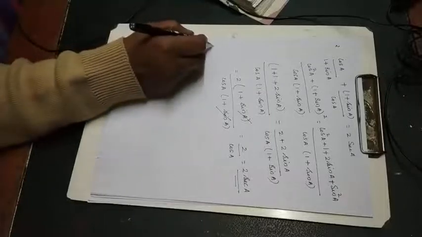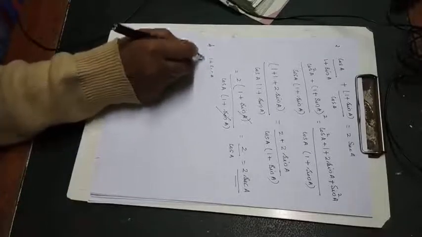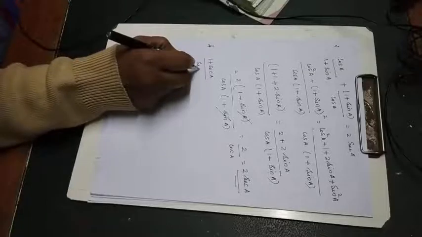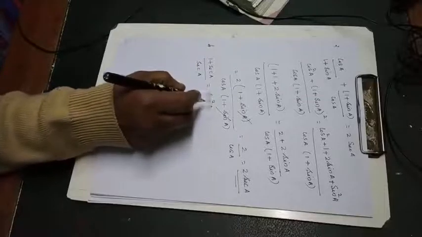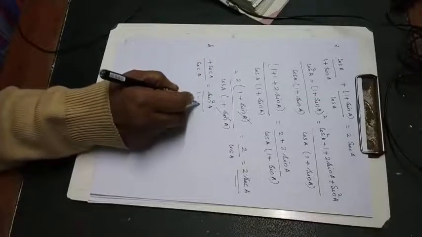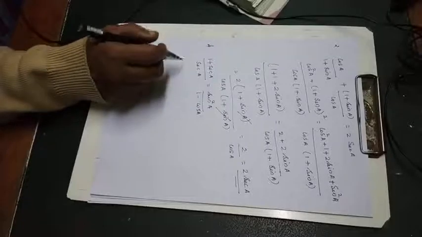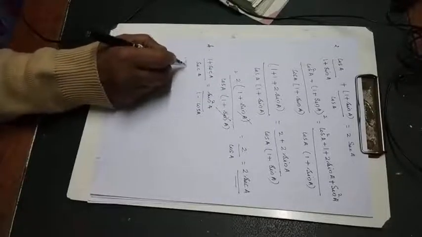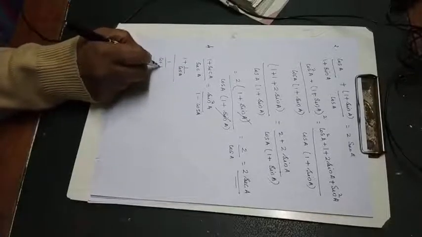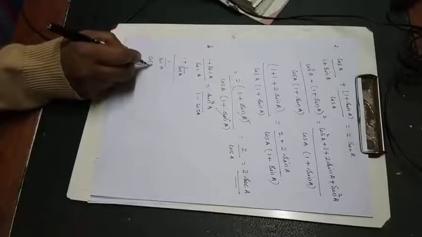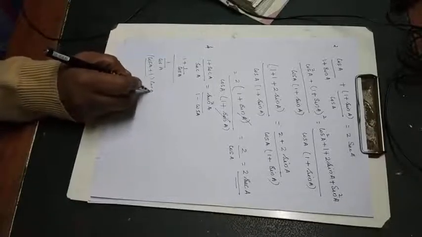So fourth one, 1 plus sec A by sec A equal to sin square A by 1 minus cos A. So first this side we will take 1 plus sec A by sec A. So 1 plus 1 by cos A by 1 by cos A. So taking LCM, cos A plus 1 by cos A by 1 by cos A. So it will be into cos A.